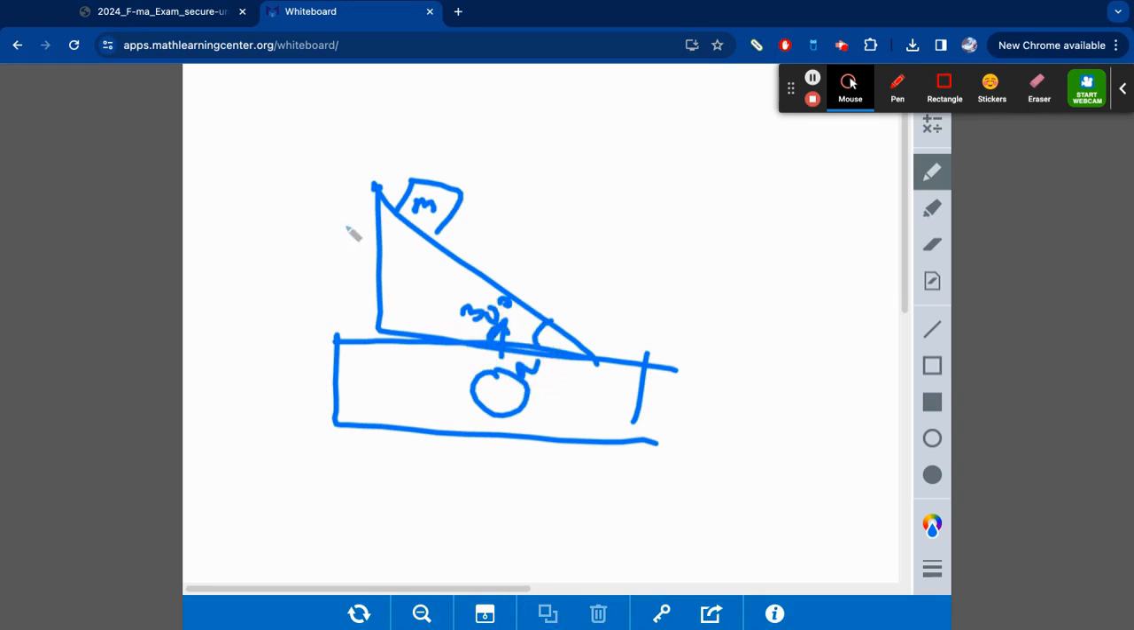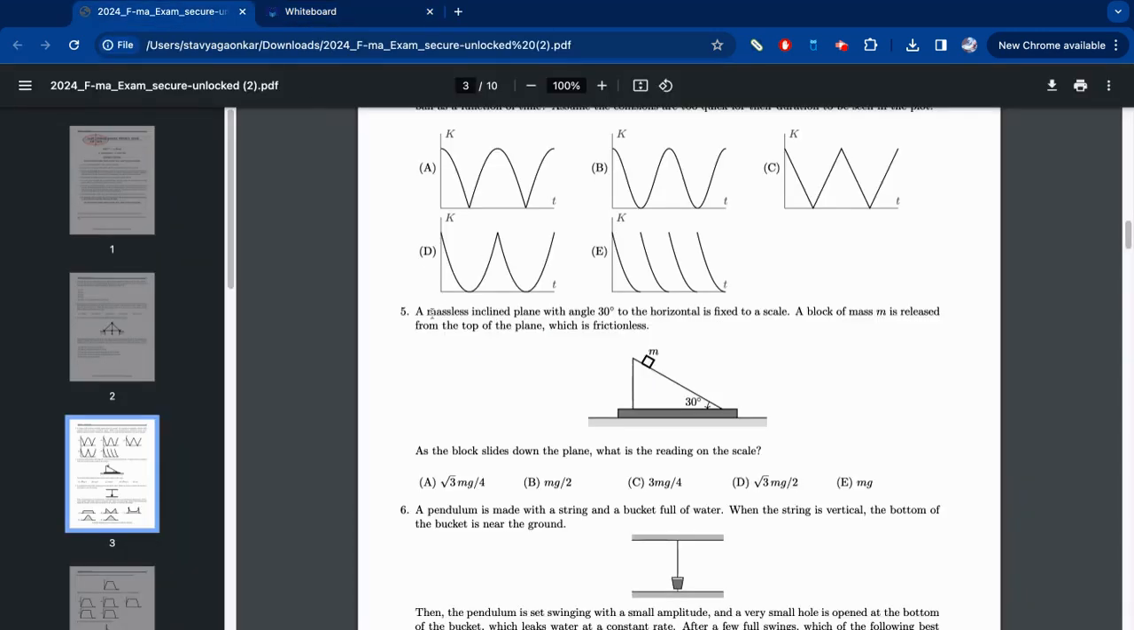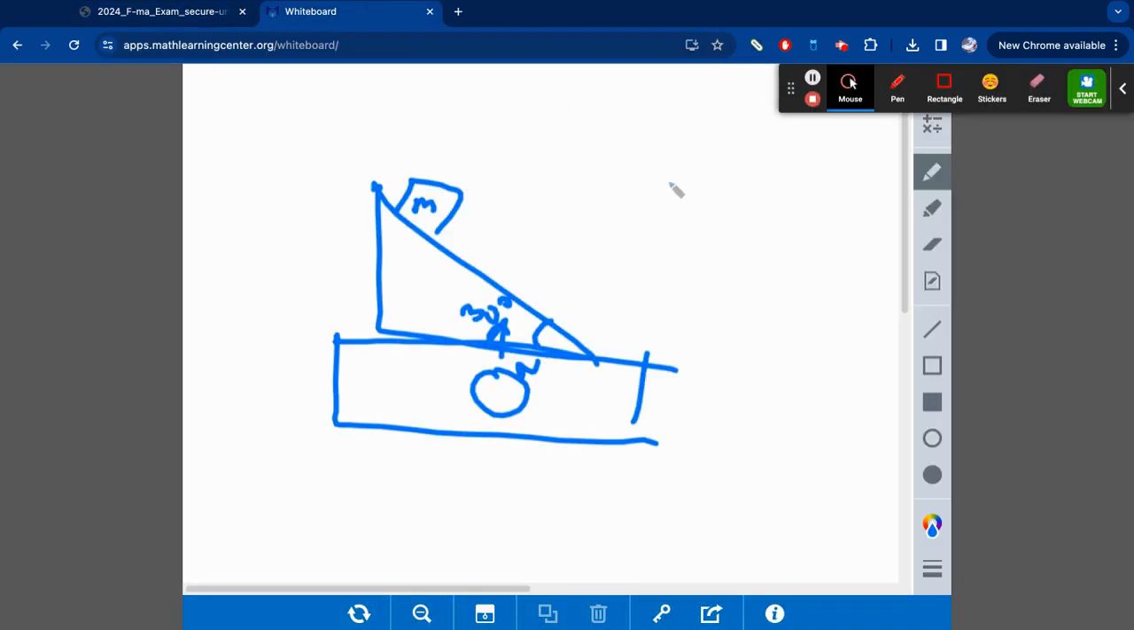So one big hint that we have here is that the inclined plane is massless. Whenever you have something that's massless, the net force has to be zero, because if F equals ma and m is zero, the net force always has to be zero. So what are the forces acting on the plane?